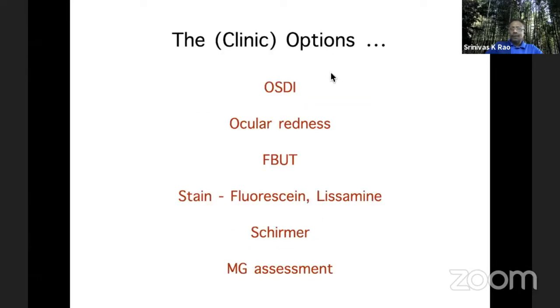So in a general ophthalmology clinic, this would be a good scheme of things. You could do the OSDI, which is cheap, freely available just to quantify the patient's symptoms. Look at the ocular redness score for the extent of inflammation. Look at a fluorescein BUT, and if you can do this consistently, it does give you valuable information. The fluorescein can also be used to look at the staining. Like I said, if you have a yellow filter, you can use it also to assess conjunctiva. But if you don't have that, don't bother.